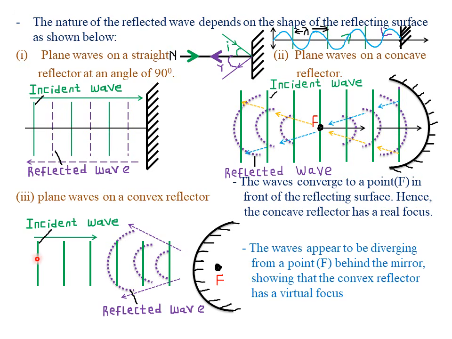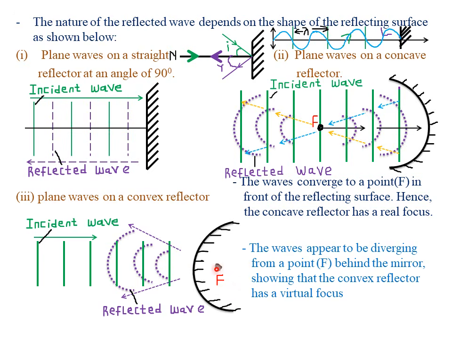So we have said that for all plane waves, the reflected waves will take the shape of the reflecting surface. So because our reflecting surface is convex in shape, the reflected waves will also be convex. They will take the shape of a convex mirror. So you can see the shape of the reflected wave is similar to the shape of the reflecting surface, which is convex in shape. And a convex mirror or a convex reflector is always a diverging reflector. So you can see after reflection, the waves are being diverged.